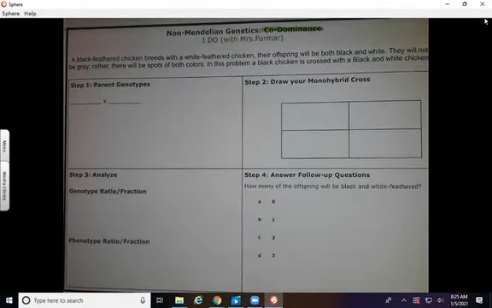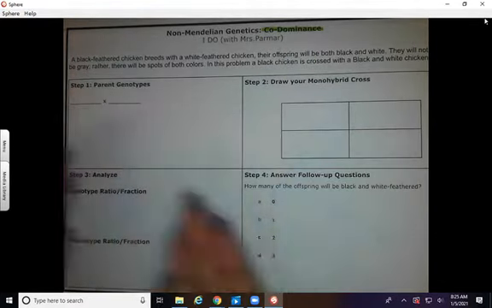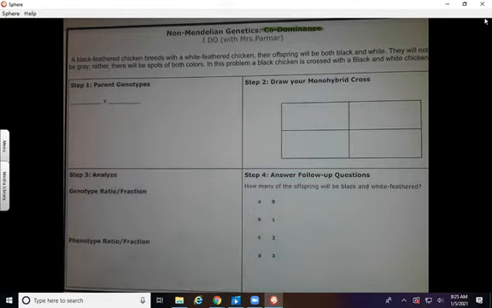Today we're going to be talking about codominance. This is when you see a cooperation of two traits. So you're going to see two traits appearing at the same time. Let's go ahead and jump into this. This is a problem that I'll be doing, and then we're going to do one together.